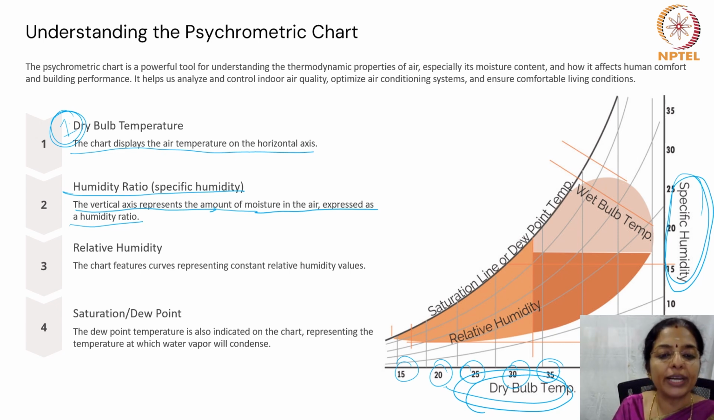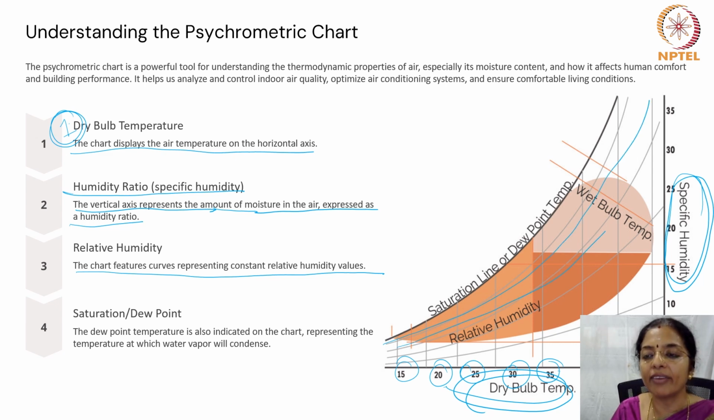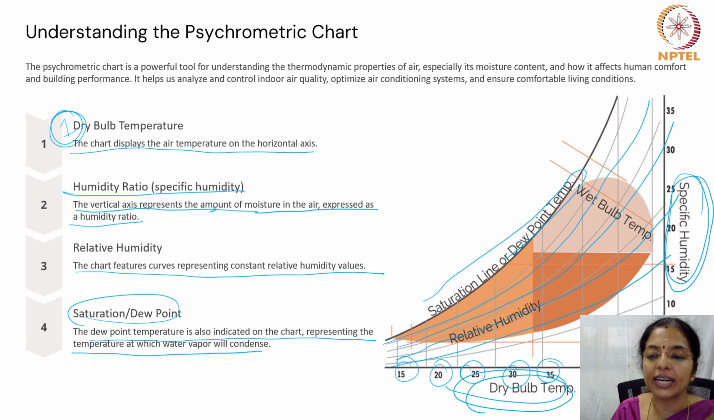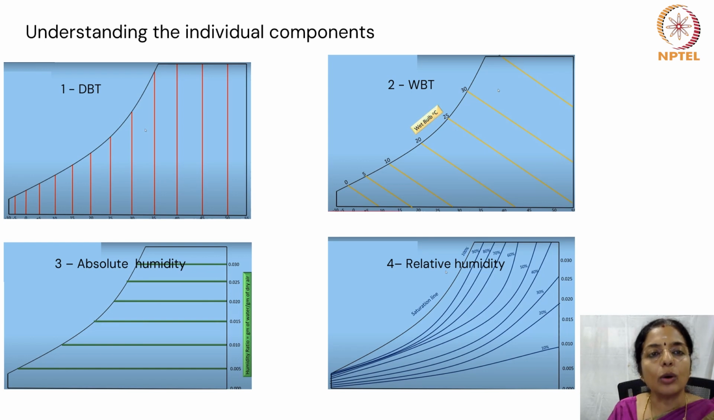The relative humidity, the chart features curves representing constant relative humidity values. So, these are the relative humidity values which are shown as curved lines on the chart. The saturation or dew point temperature is indicated on the chart, representing the temperature at which water vapor will condense. So, this is the dew point represented on the chart. Let us now understand the individual components of this chart.